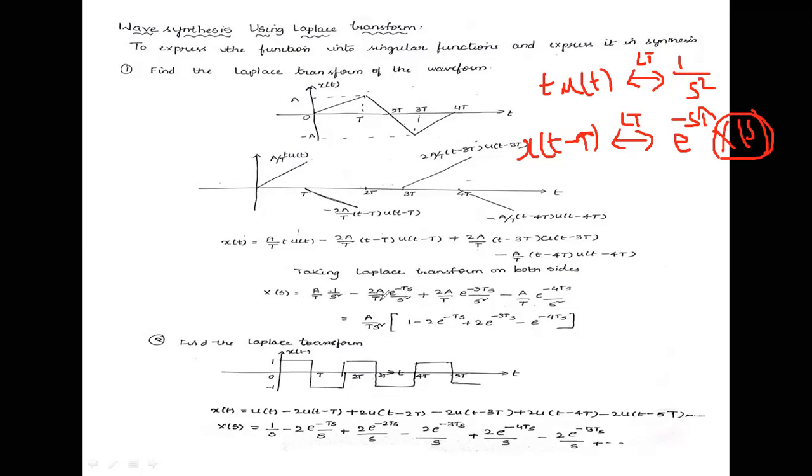Now you can take all the terms. A is a common term, t is a common term, and s square is also a common term. So the first term is a by t s square into 1, minus 2 into e power minus ts, plus 2 into e power minus 3ts, minus e power minus 4ts. Got it, my dear students? This is very, very important, a very important example. Remember this one: how we can write these given slopes from 0 to t, t to 3t, 3t to 4t, and 4t to the remaining functions. It is a four slope.